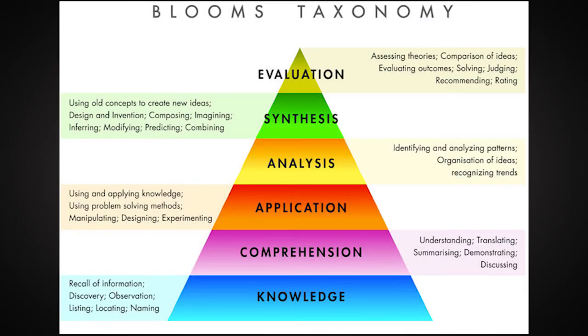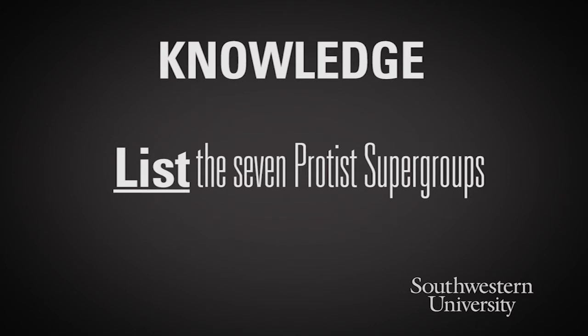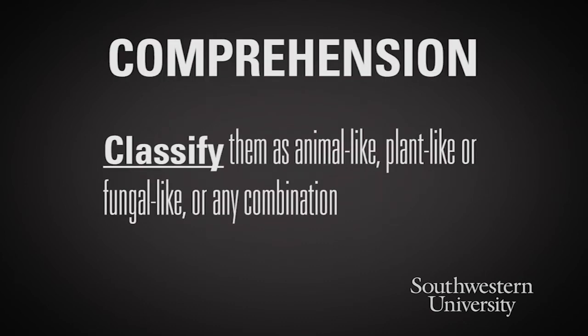For example 3, I'll create one more general question that includes all 6 assessment types. Let's start with knowledge. List the 7 Protist supergroups. Easy peasy memorization. Next, comprehension. Classify them as animal-like, plant-like, or fungal-like, or any combination. Note, this question gets kicked up a notch by knowing which of the supergroups contain more than one functional type.